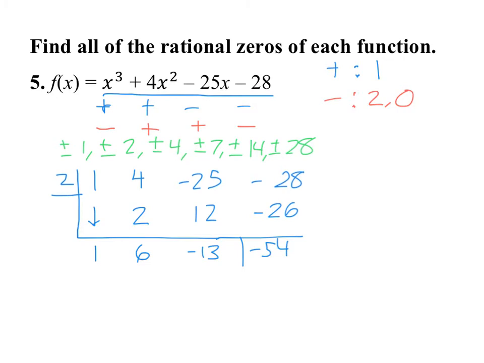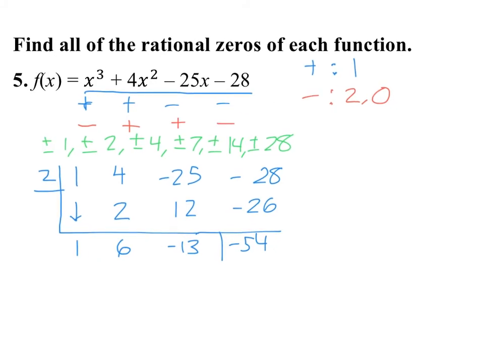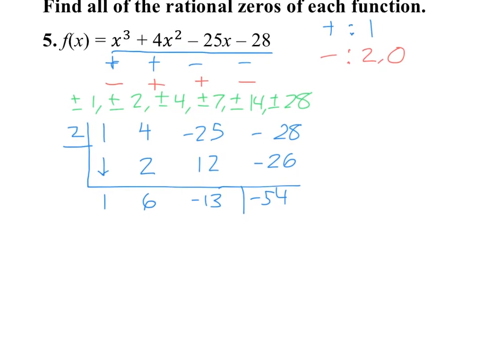So again, I know there has to be a positive. So I'm going to keep trying positives. Let's try 4. And I'll do this a little smaller so I don't run out of room.